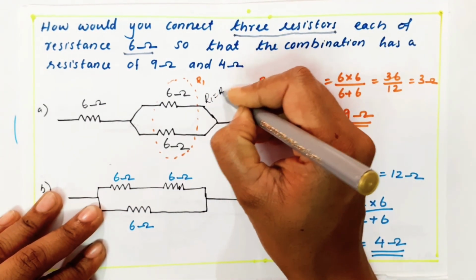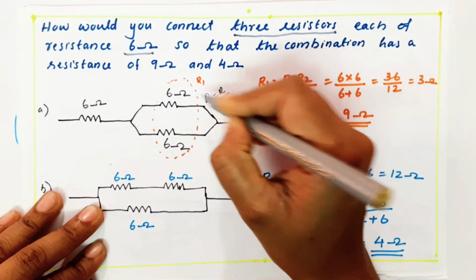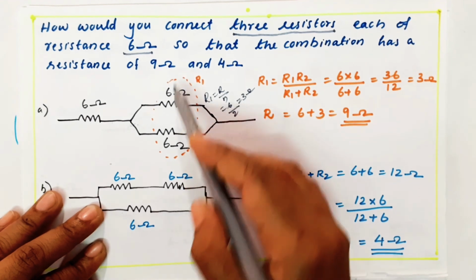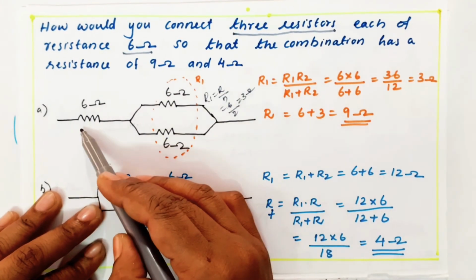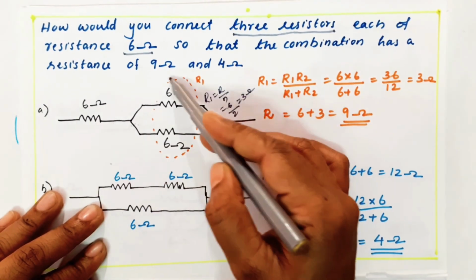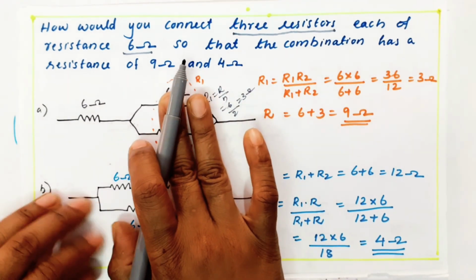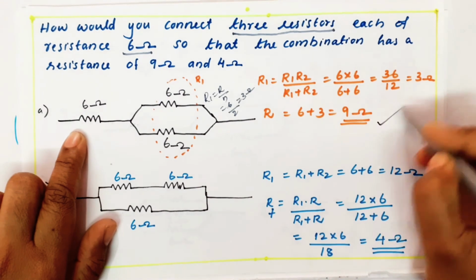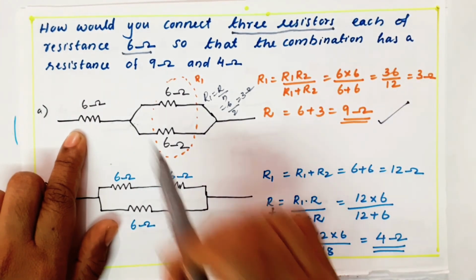R1 is equal to R by N. The R value is 6, like the two resistors, 6 by 2, 3 ohm. Directly we are getting 3 ohm. This is 6 ohm. You connect it like this. These two in parallel give an answer that is in series with your 6 ohm. So 6 plus 3. What is the answer? 9 ohm.